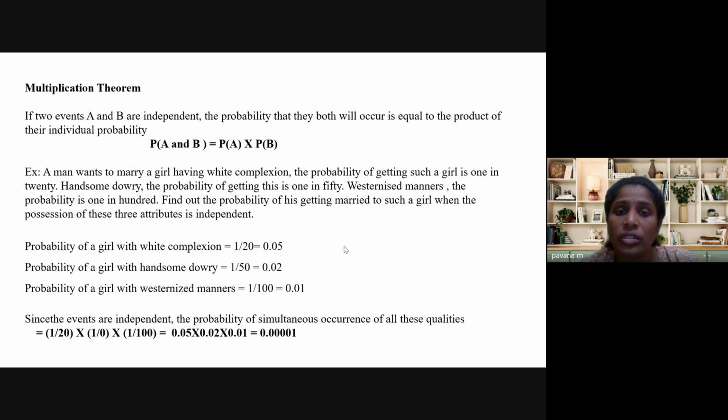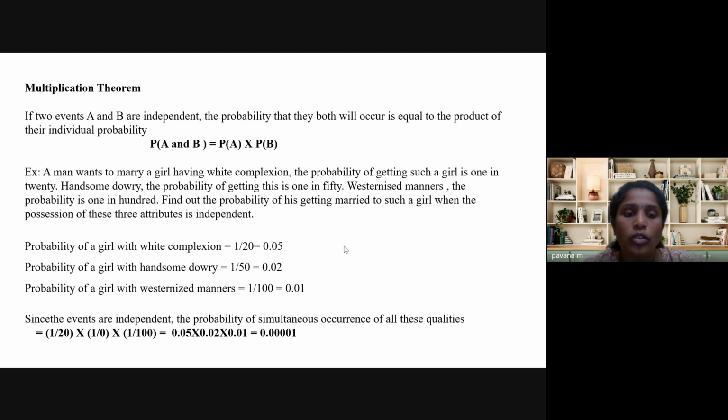For the addition theorem, we are using union, A union B. For multiplication, we are using A intersection B, that means A and B. So P of A and B is equal to P of A into P of B. So that is the formula for the multiplication theorem. Okay, so you just see the example.